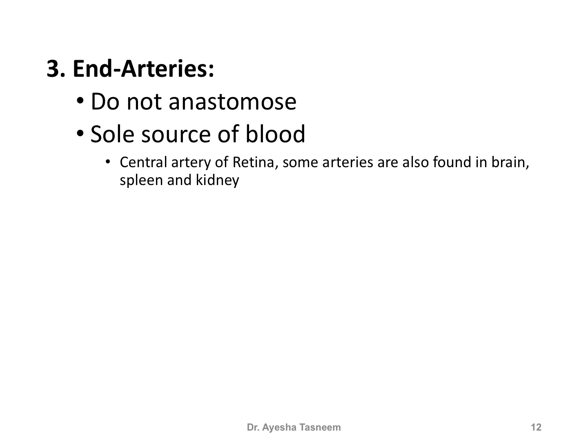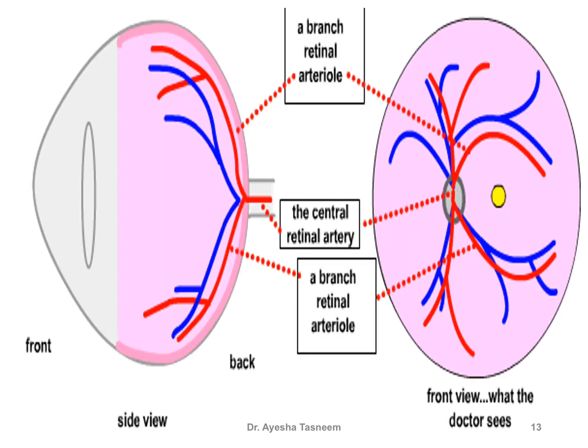Now we come to the third type of arterial anastomosis, basically the end arteries. This is not an anastomosis. It shows that the artery supplying there is the sole source of blood, and its occlusion can cause permanent damage to the tissue. The best example is the central artery of the retina. There are also some arteries of the brain that are end arteries. Also, the spleen and the kidney have some end arteries.